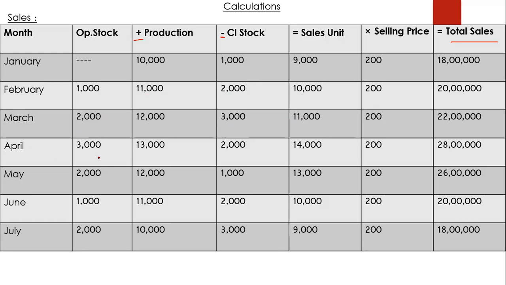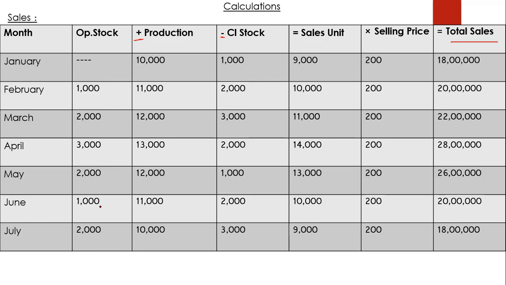April, opening stock, closing stock of March is 3,000. So that will be our opening stock for April. 3,000 plus 13,000 production minus 2,000 closing stock is equal to 14,000 units. Into 200 selling price is equal to 28 lakh. So our total sale for April is 28 lakh. In May, our opening stock is 2,000 plus production 12,000 minus closing stock 1,000 is equal to 13,000. We multiply it with the selling price. 13,000 into 200 is equal to 26 lakh.